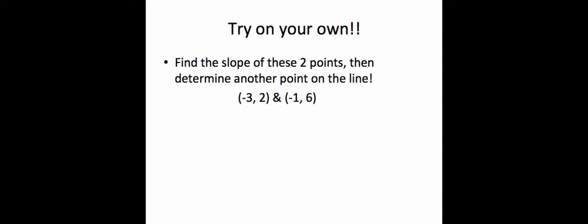Okay. Here's the try on your own problem. Find the slope of these 2 points and then determine another point on the line. Your points are -3, 2 and -1, 6.